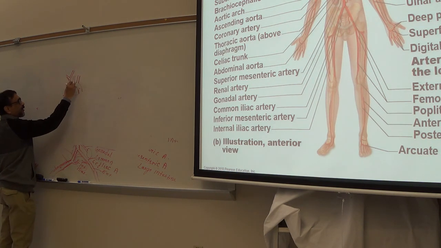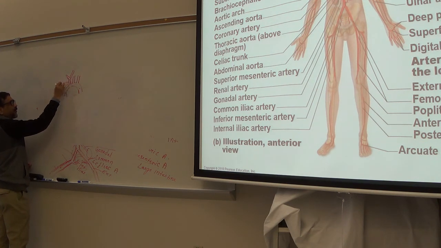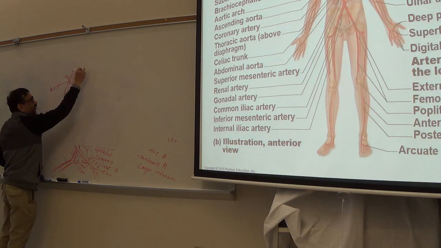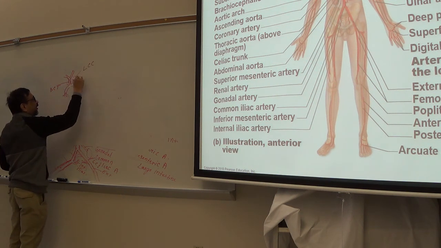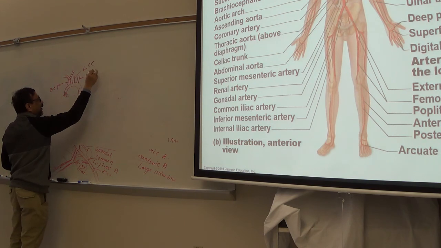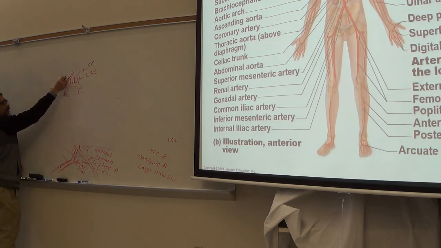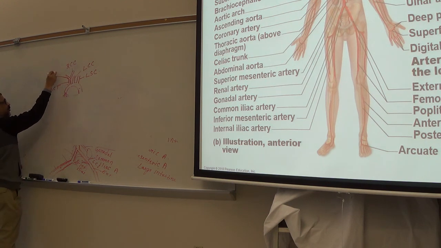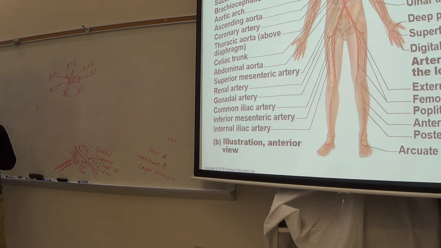So three arteries from the aortic arch. This one is what? Very good. Brachiocephalic trunk. It is short, that's why trunk. And this one is the left common carotid, and this is the left subclavian. And the brachiocephalic trunk divides into two: right common carotid and right subclavian. So you have one pair of common carotid, one pair of subclavian.